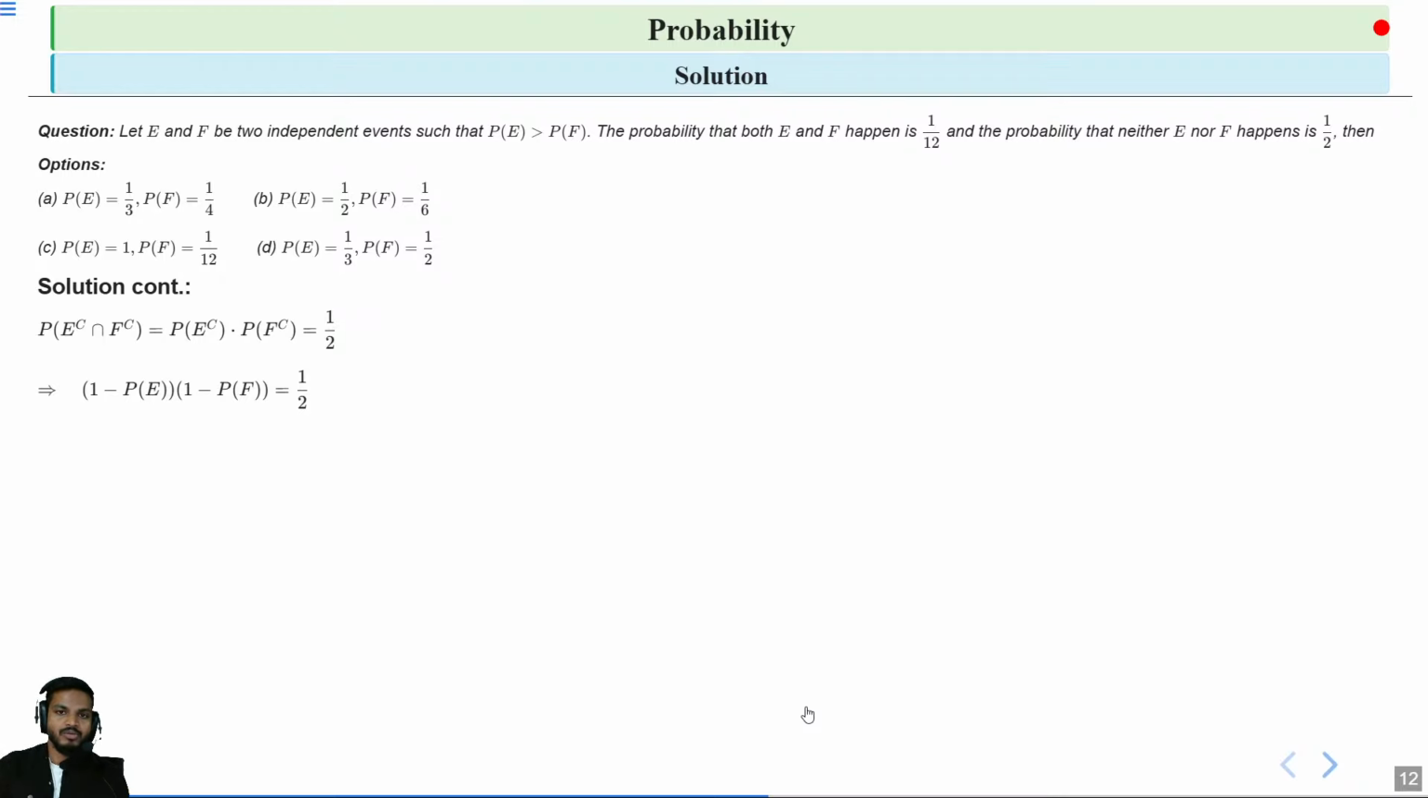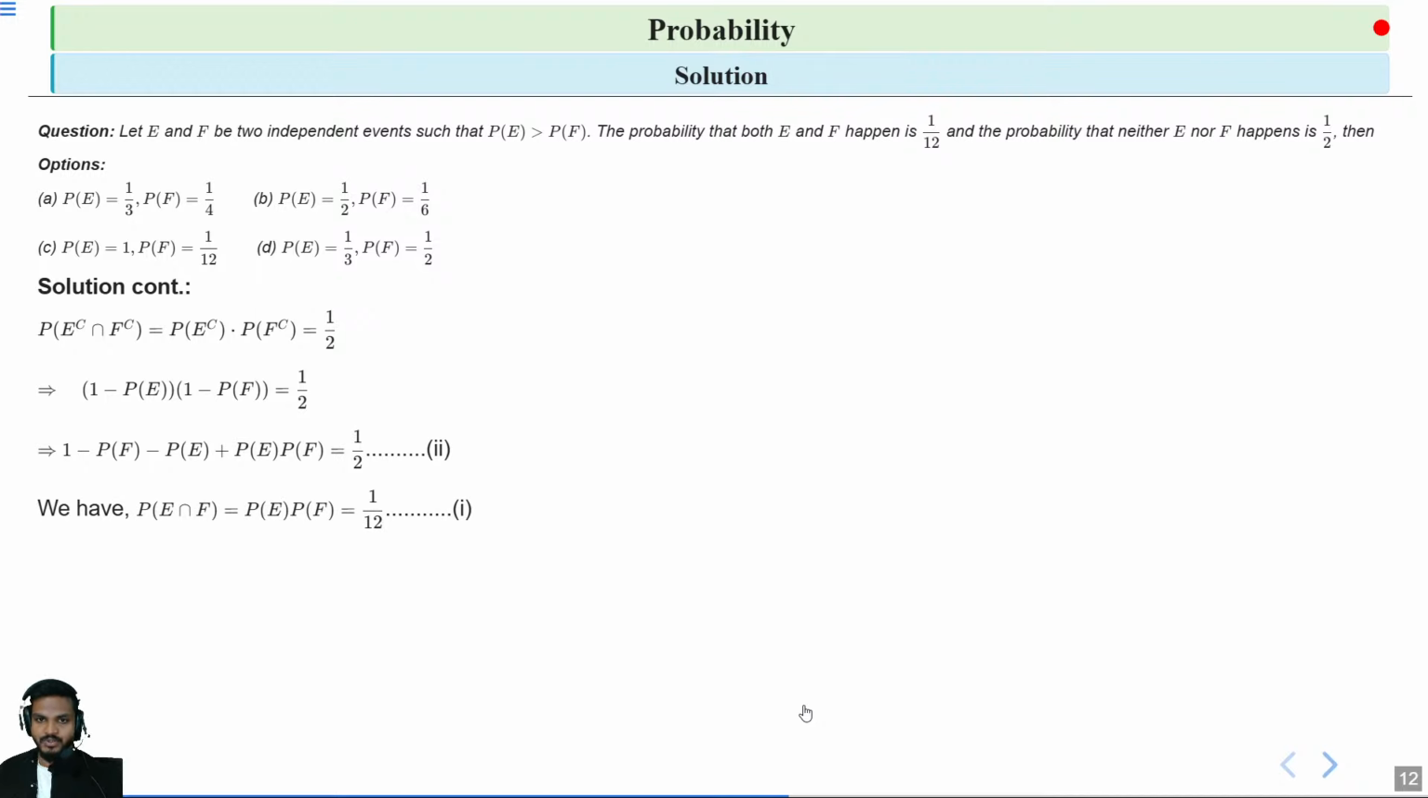Now we need a condition on probability of E and probability of F. So now we use the formula of probability on complement. We can write probability of E complement as 1 minus probability of E, into 1 minus probability of F, that is equal to 1 by 2. So from here, multiplying, we get 1 minus probability of E minus probability of F plus probability of E into probability of F, that is 1 by 2. So this is your equation 2.